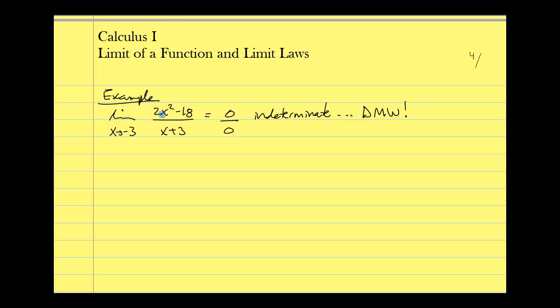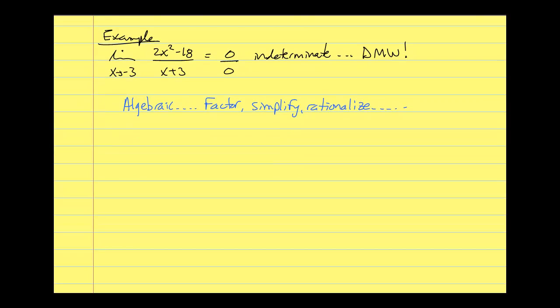Well, what we're going to do here is look at this from the algebraic approach. From the algebraic approach, we will do things like factor, simplify, rationalize. These are all different techniques, and there's more than this, but these are the most common ones that we can use here. If we look at this particular limit, I think, well, I can't really rationalize it. I could simplify it by factoring, so let's go ahead and factor.